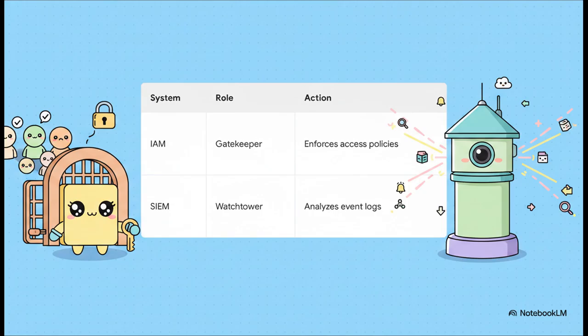But the bouncer only sees the door, right? That's why we have SIEM, Security Information and Event Management systems. If IAM is the bouncer, SIEM is the ultimate watchtower camera network covering the entire building. It collects and correlates event log data from across your entire IT infrastructure in real time, looking for complex, hidden patterns that a human could never spot on their own.